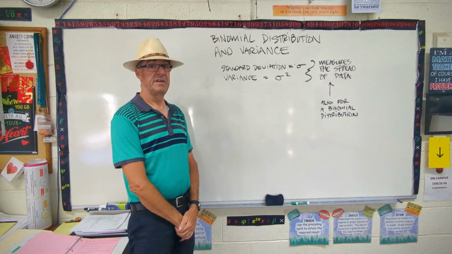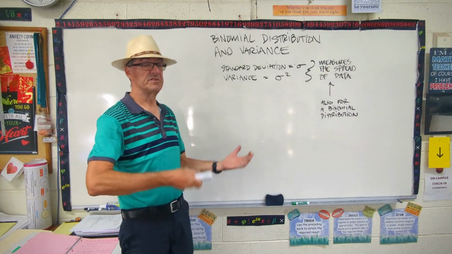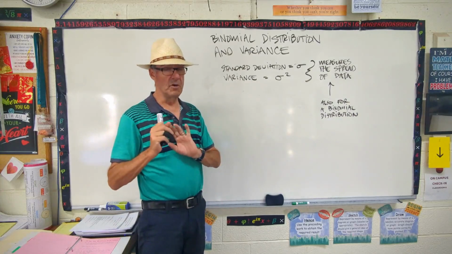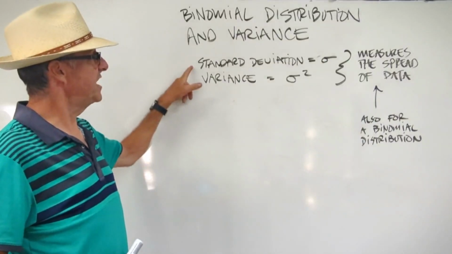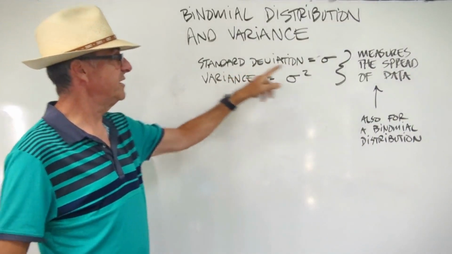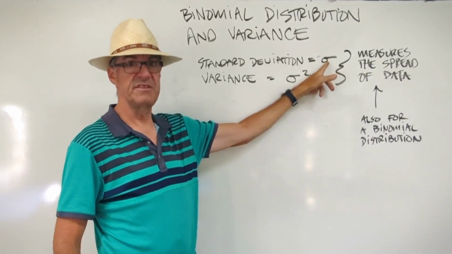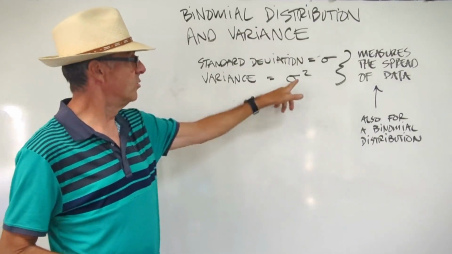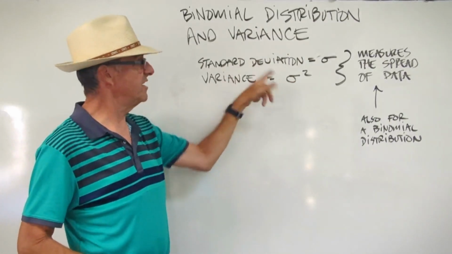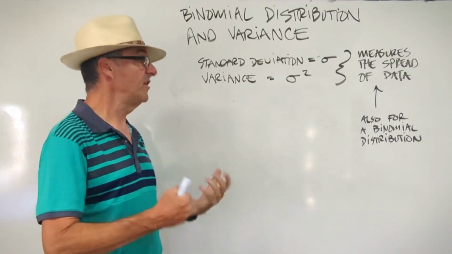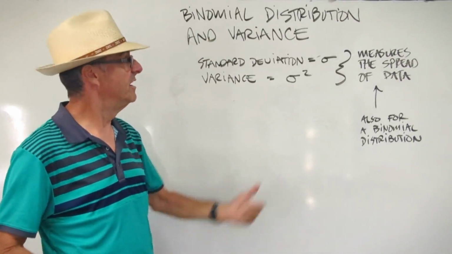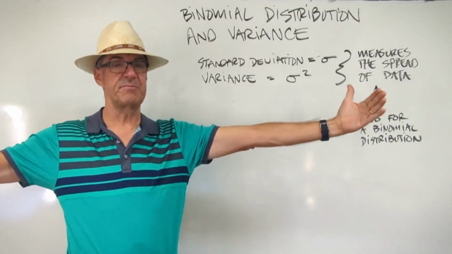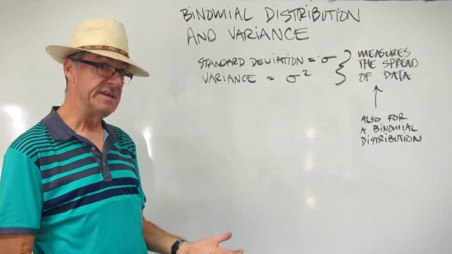Today's lesson covers the variance of a binomial distribution. So let's review a few terms before we get started here. Standard deviation and variance. Now, standard deviation, we use the lowercase sigma to represent that, and variance is just another spread measurement, which is sigma squared. So whatever the standard deviation for a data set is, the variance is just that number squared. And these two measures tell us about how far the data is spread out from the mean, okay?